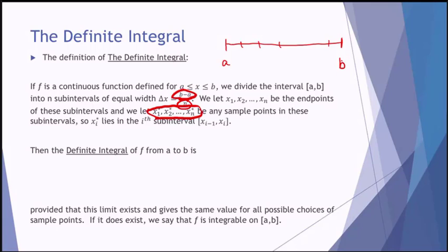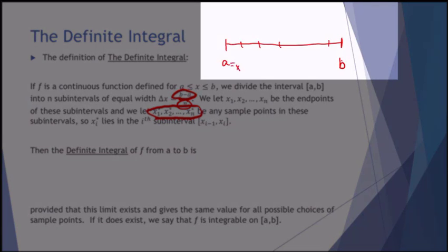So let me tack that onto my drawing a little bit. So a is always x sub 0, b is always x sub n. We know that from our last discussion. The next one over would be x sub 1, here's x sub 2, x sub 3. Eventually, somewhere in here, we come across the endpoints of the subinterval called x sub i and x sub i minus 1.